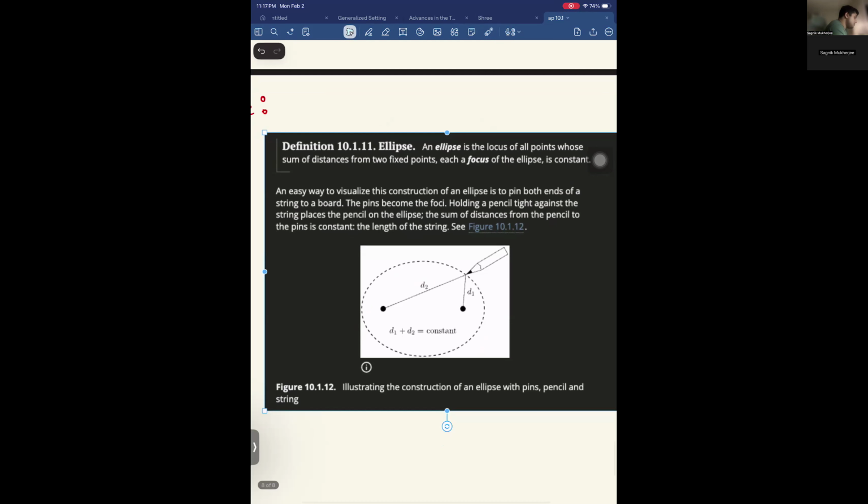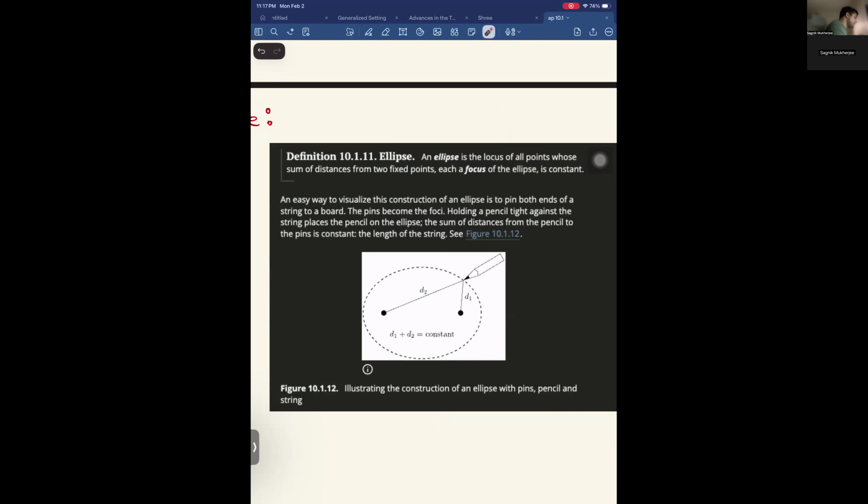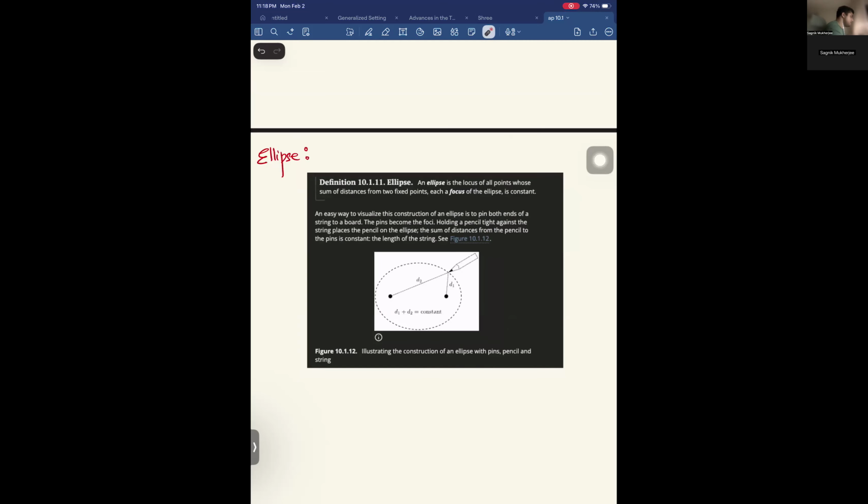Anyway, a quick remark. If these two foci coincide, what you get is a circle. So circles are kind of ellipses.